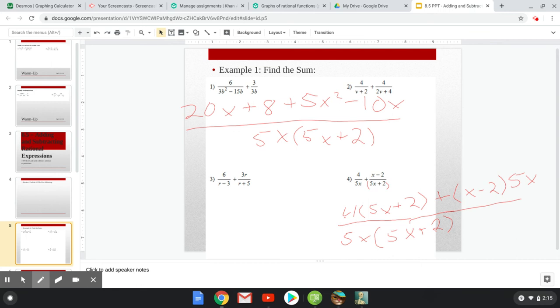So now I can combine like terms. So I've got 5x squared. 20x minus 10x is 10x, plus 8, over 5x plus 2. And that's all we can really do with this one. So this, in this case, would be our final answer.